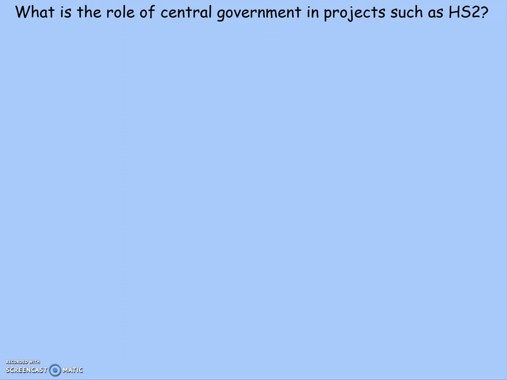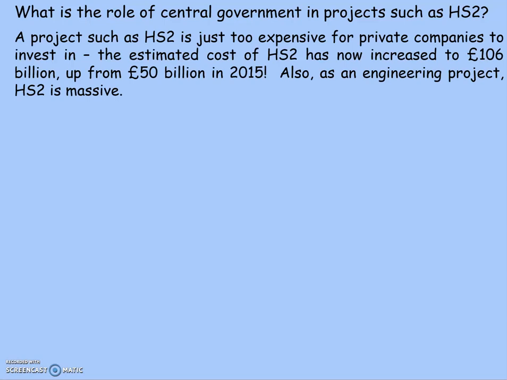So what is the role of central government in projects such as HS2? First of all, the project is just too expensive for private companies to invest in. The estimated cost of HS2 has gone up to about 106 billion. Initially, they thought it was going to cost about 50 billion, but it's gone up quite substantially. And as an engineering project, it's absolutely huge, massive. It's not only the tracks that need to be constructed, but also new stations that need to be built, etc.